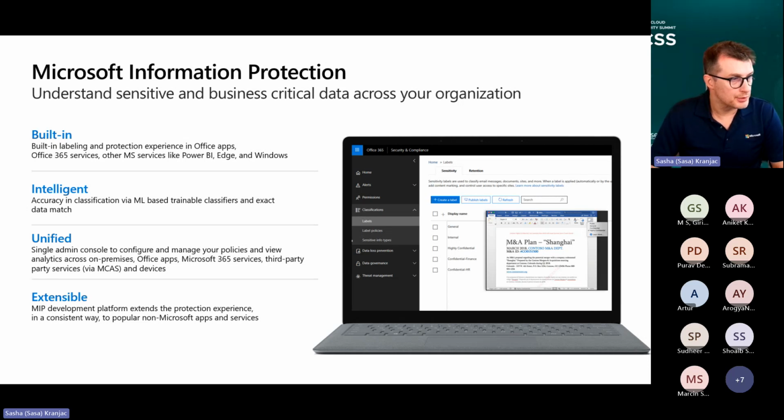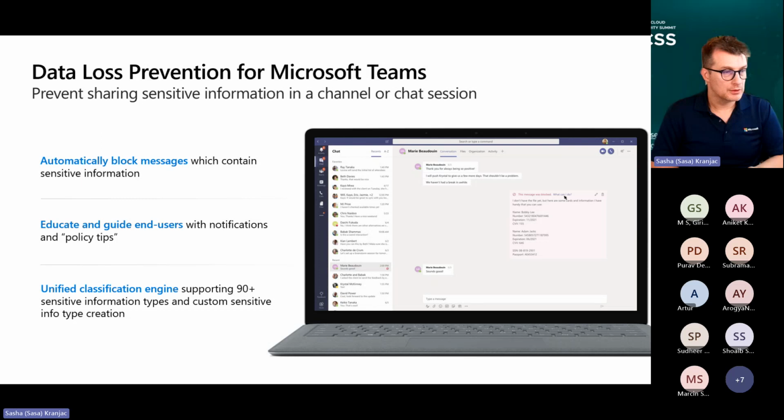And then there is built-in labeling and protection experience in Office apps, Office 365 services, and other Microsoft services, for example Power BI, Edge, and Windows, which are also supported. DLP is not just for Teams, but for everywhere, and will also automatically block messages. We have this unified classification engine that supports not 90 plus, but actually even more today. These numbers are increasing. It doesn't matter the number that we have. These are just starting points. We need to reuse what is available, but also create our own.